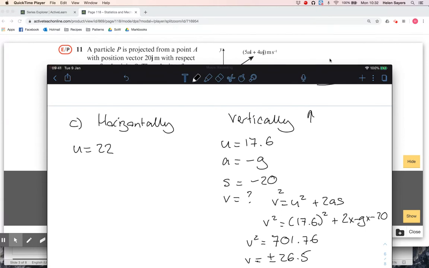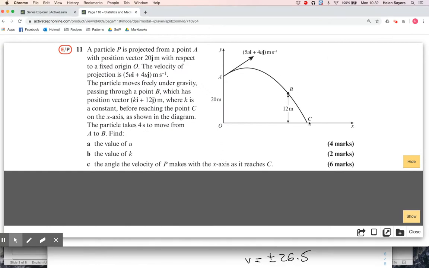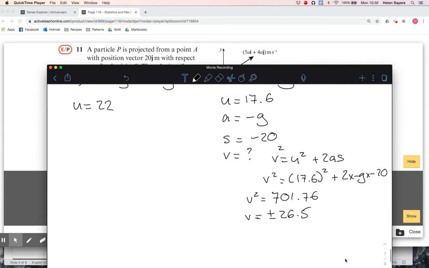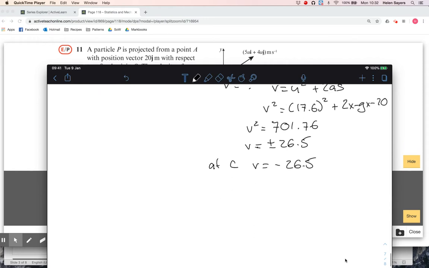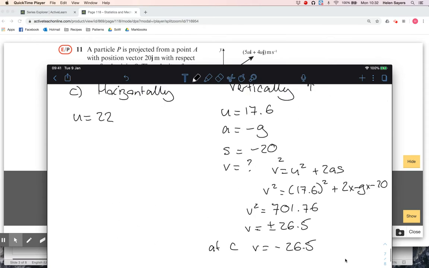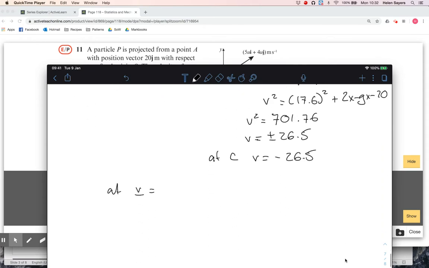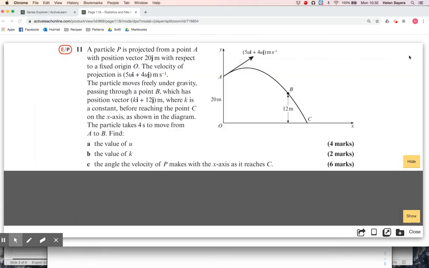If I go back to the diagram, what's happening at C? I'm looking at its vertical velocity and it's clearly coming down. So at C, its vertical velocity is minus 26.5. So its velocity as a vector is 22i, because that's not changing the whole journey, and then minus 26.5j.